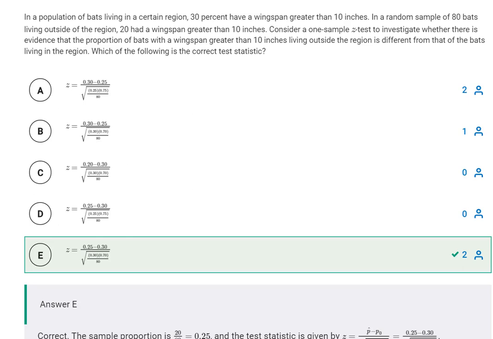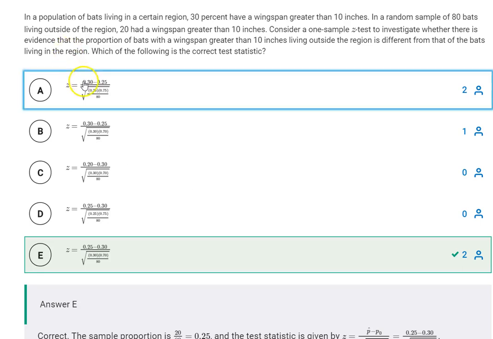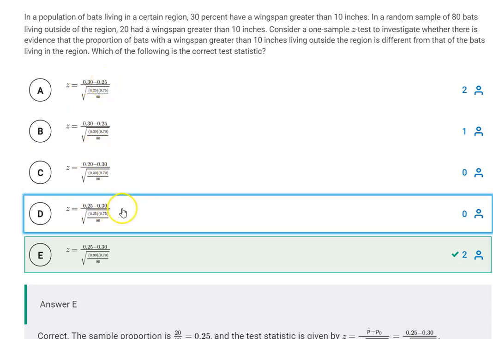Consider a one-sample z-test to investigate whether there's evidence that the proportion of bats with a wingspan greater than 10 inches living outside the region is different from that of the bats living in the region. Which of the following is the correct test statistic? Okay, so we have to do P hat minus P. So that eliminates 30 minus 0.25. We want the 0.25 first. So we're down to D and E. 0.25 minus 0.30, P hat minus P.